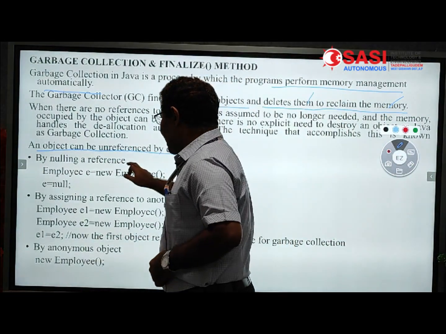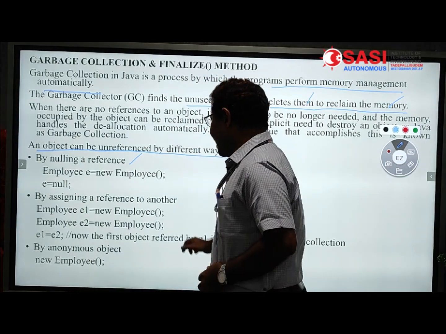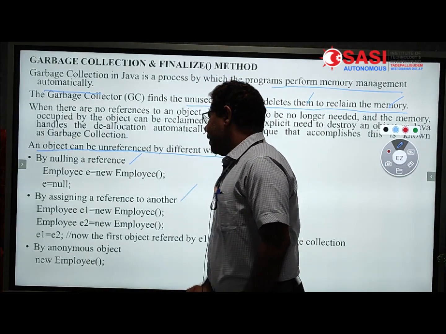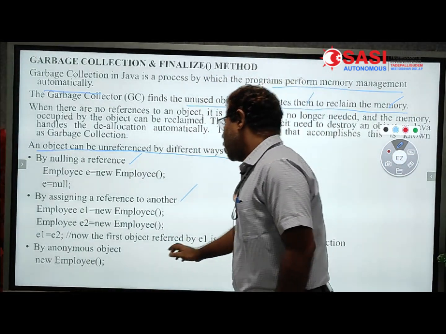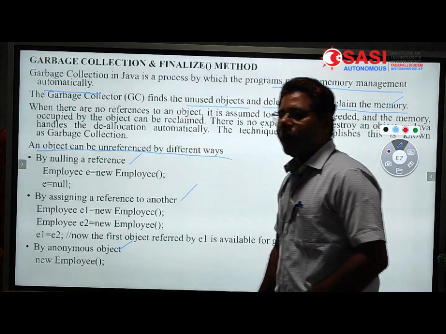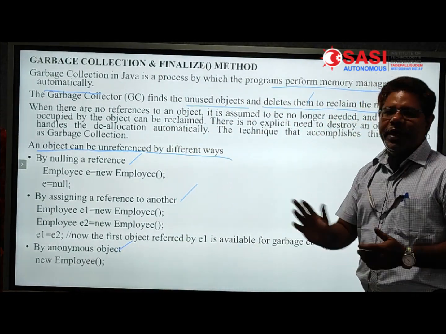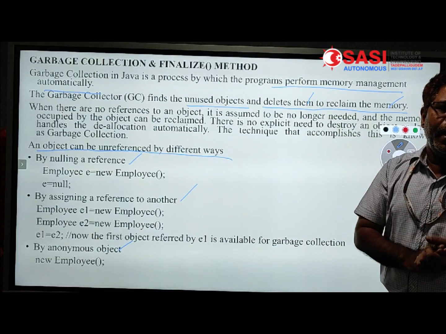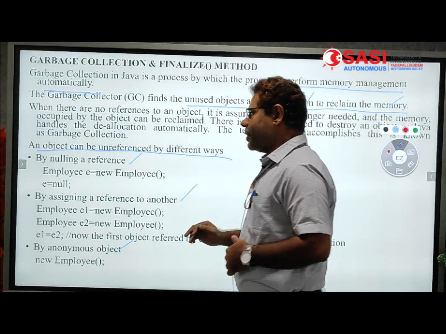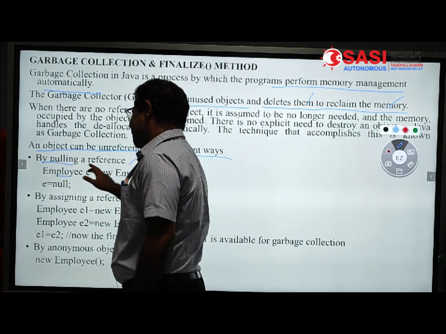One is nullifying a reference. Second one is assigning a reference to another. Third one is by anonymous objects. By these three ways, there are unused objects. First one is by nullifying the reference.